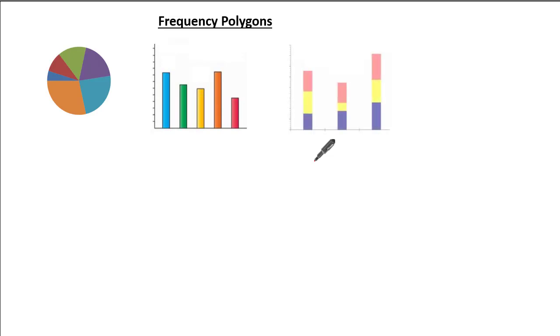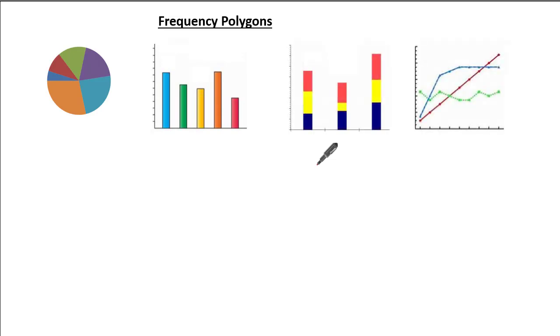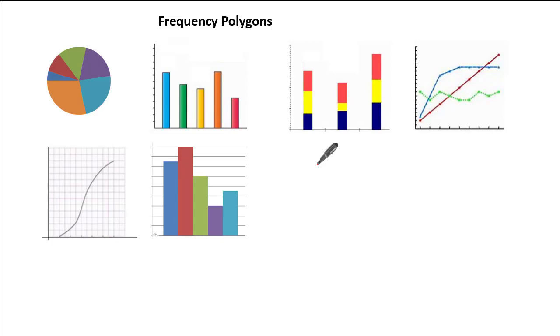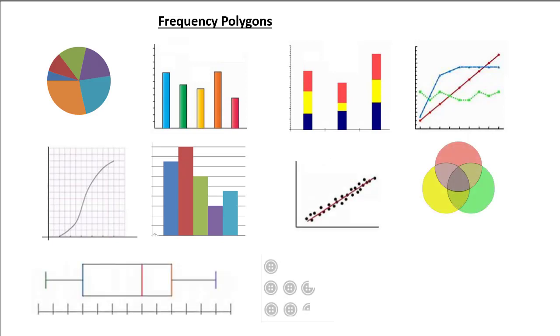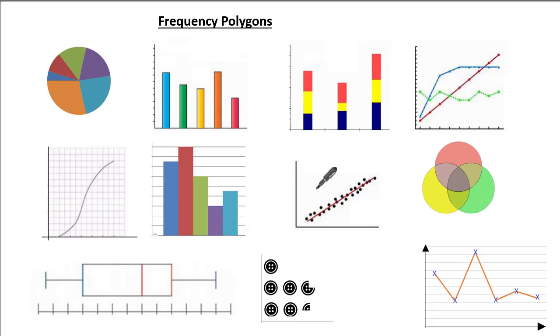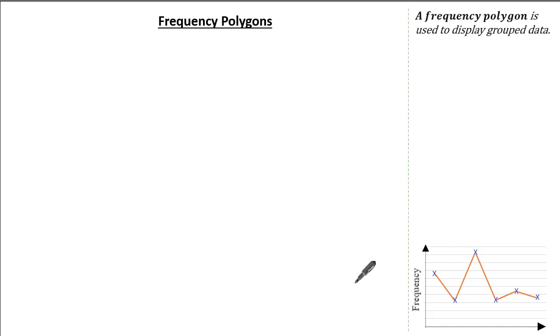Now in mathematics there's lots of different displays of data. Some examples are pie charts, bar charts, composite bar charts, line graphs, cumulative frequency curves, histograms, scatter diagrams, Venn diagrams, box plots, pictograms and frequency polygons. There are so many different types depending upon what data you have, where some graphs are more appropriate displays than others. In this tutorial, we'll be looking at frequency polygons.